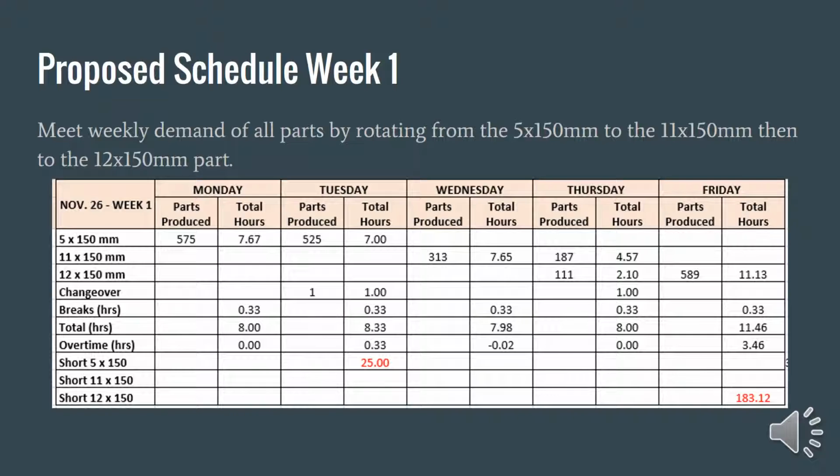We started with the 5 by 150, then at the end of the day performed a changeover to be ready to begin production on the 11 by 150 on Wednesday. From there, we performed another changeover on Thursday so that we can begin producing 12 by 150 from Thursday to Friday.